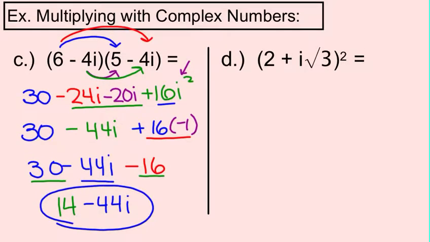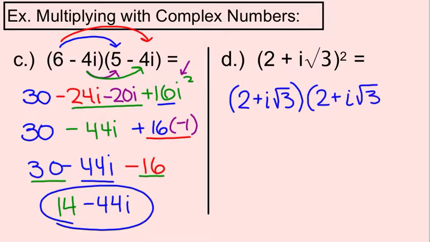Last example. Take your time on this problem. It's taking a complex number and multiplying it to itself. So I'm going to say 2 plus i square root of 3, and you're multiplying it to itself again. And a problem happens when you multiply radicals. They're not the funnest thing in the world, I know, for students. So we're going to do FOIL again.